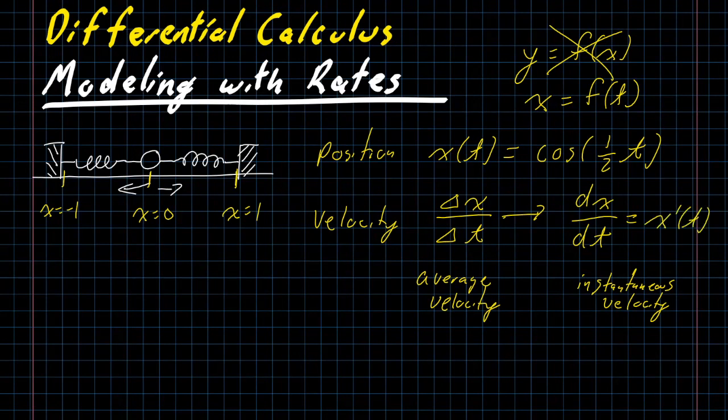And sticking with our more accustomed notation, we'll write that as x prime of t. So if x of t is cosine of 1/2 t, we can differentiate with respect to t. The derivative of cosine is the negative of sine, but I have to use the chain rule because there's more than just t going on inside. So I just multiply this by the derivative of 1/2 t, which is 1/2. And now I have a function for the velocity.